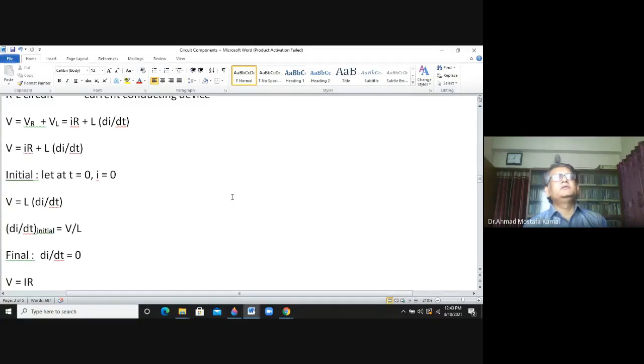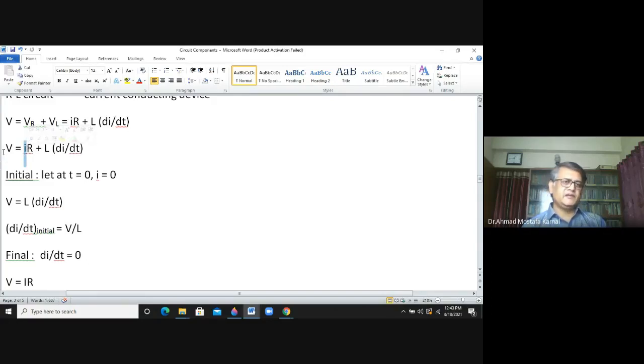Now what we do? We start with initial condition, then we assume the final condition, then the condition at any time, or how the current is conducted, or how the charge is stored in this way. So initial means when time t equal to 0, what happens? In this case, you see, there is no capacitor. In the case of the capacitor, we consider that charge is 0 in the capacitor. That means the capacitor is uncharged. But since there is no capacitor, we can consider that the current in the resistor is 0.